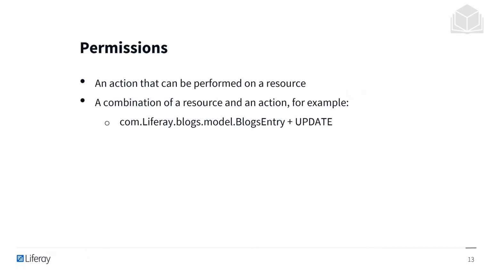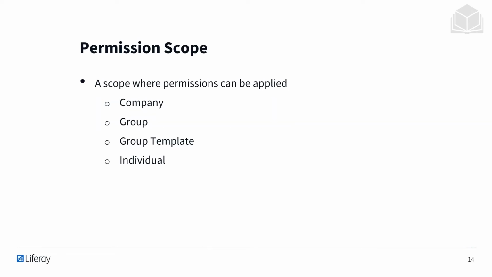Permissions are an action that can be performed on a resource. Now, in order to be a permission, it does need to be a combination of a resource and an action. For example, the ability to update a blog entry would be a combination of the resource com.liferay.blogs.model.BlogsEntry and the action update. The scope of a permission defines how broadly the permission applies to resources in the platform. There are four options for scope.